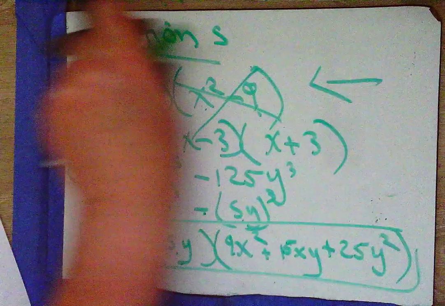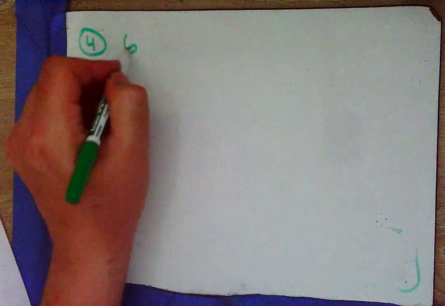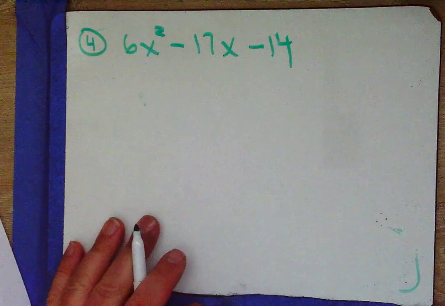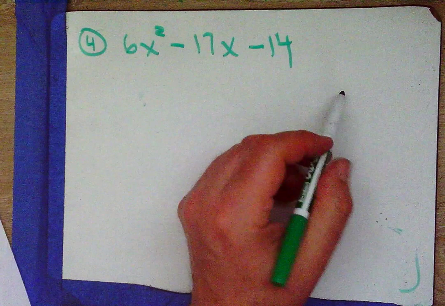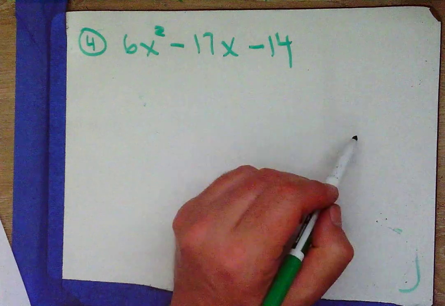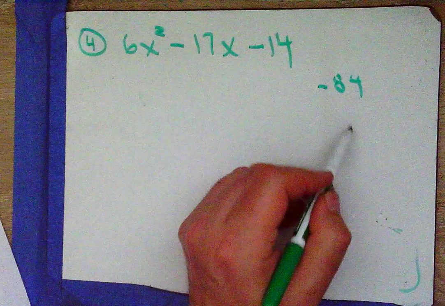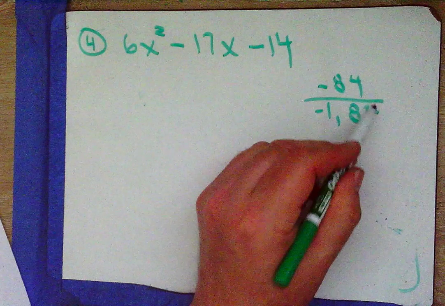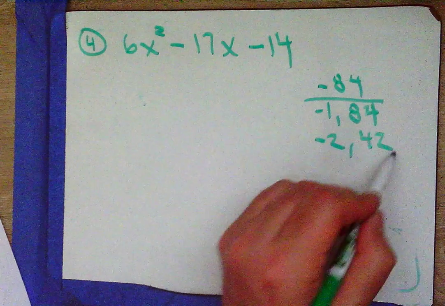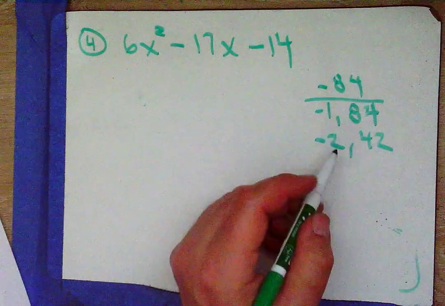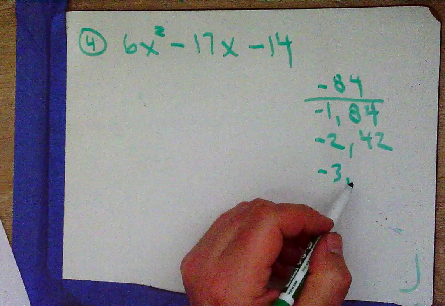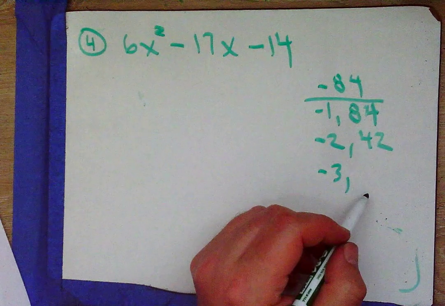Let's take a look at problem number 4. Problem number 4 says 6x squared minus 17x minus 14. Okay, so if I'm going the long way, 6 times 14 is negative 84. And what are the factors of that? Well, negative 1 and 84. Negative 2 and 42. Does 3 go into that? It sure does, because these digits add up to a number divisible by 3. So negative 3 times 28.